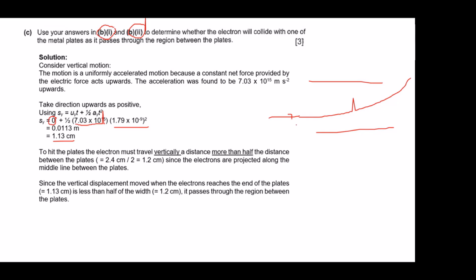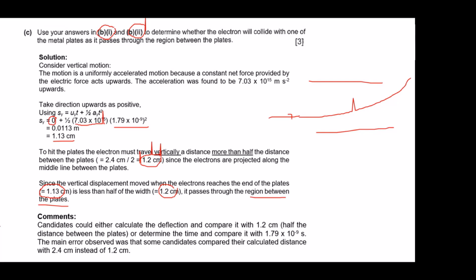So I need to compare. I'm moving in from the middle, so the maximum I can go is 1.2 cm, right? Since this is less than 1.2 cm, that means the electron will pass through the region without hitting the plate. So it is a comparison of the 1.2 cm against the 1.13 cm vertical displacement of the electron. This is a concept based on kinematics, Sy equals ut plus half at square, incorporated into the electric field.